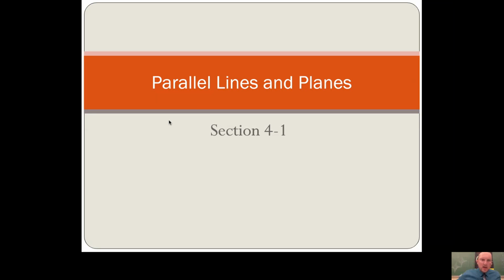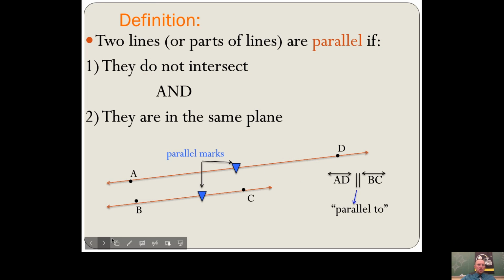This is section 1 for chapter 4. We're looking at parallel lines and planes. Two lines or parts of lines, like segments or rays, are parallel if these two things happen. The first thing is they can't intersect, which everybody's pretty much aware of. The second thing, what everybody usually forgets, is they have to be in the same plane.